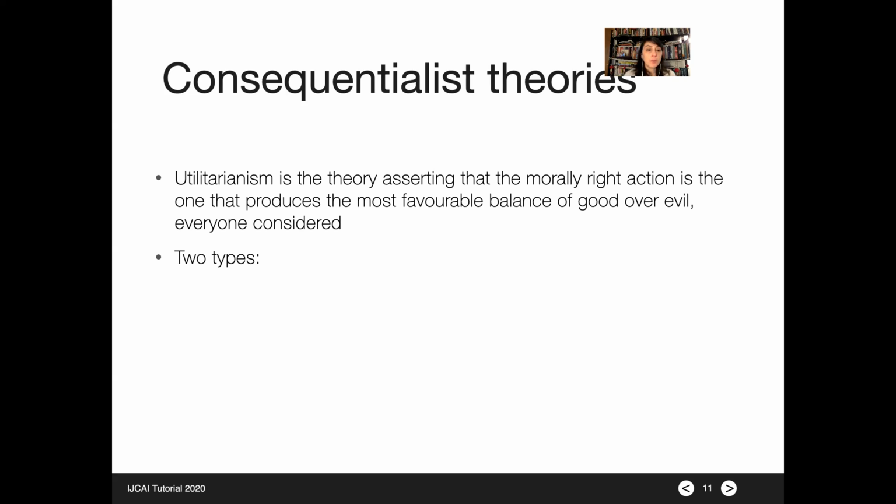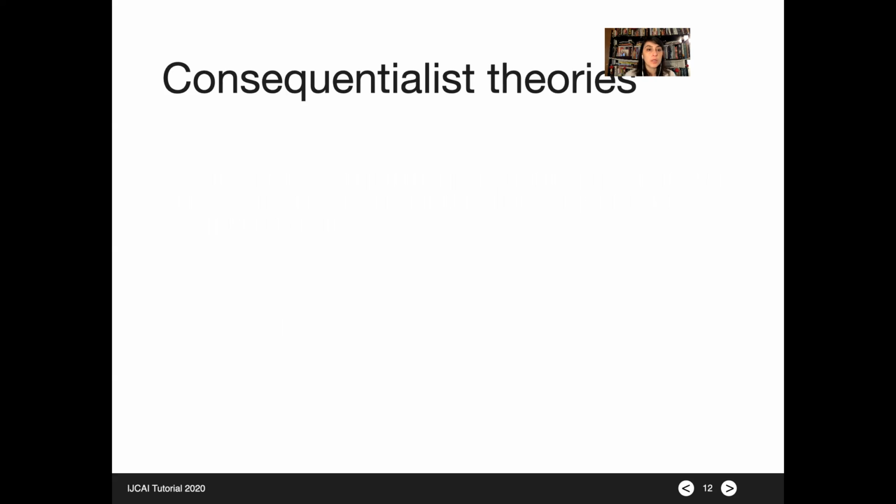There are two types of consequentialist theories. The first one is called act utilitarianism, and the second one is called rule utilitarianism. So very briefly, let's see what those are.